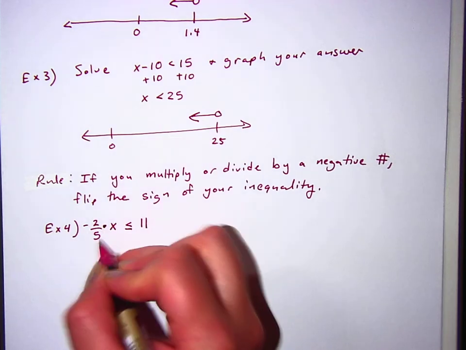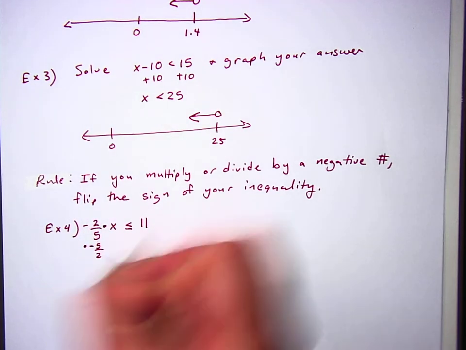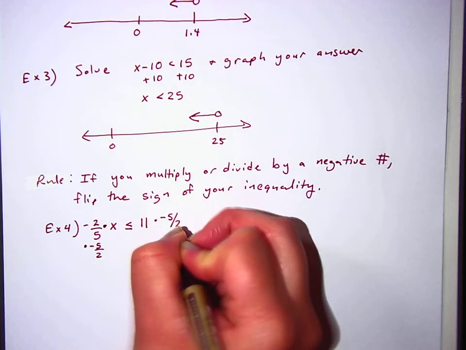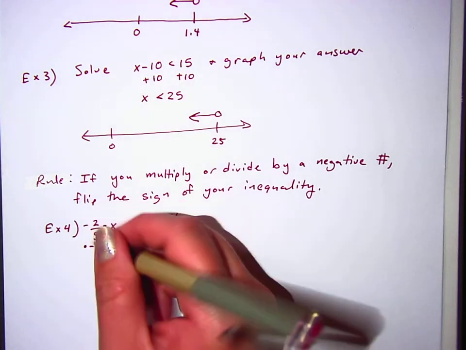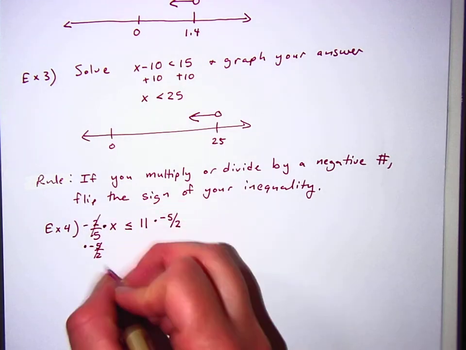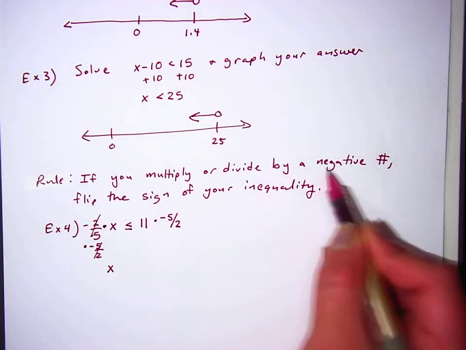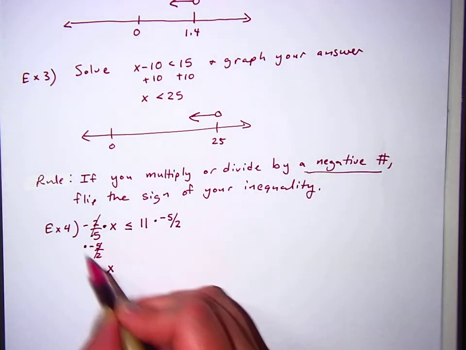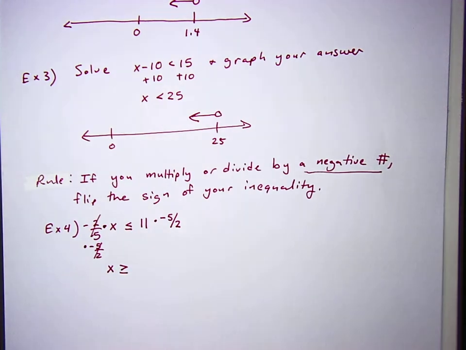All right, so I'm going to multiply by negative 5/2 on both sides. So on this side, I'm going to multiply by a negative 5/2, and over here, I'm going to multiply by a negative 5/2. All right, so negative times negative is a positive. These cancel each other out. 2/5, 5/2, they're done. So on this side, I've just got an x. But then see my rule here. It says if you multiply or divide by a negative number, that's the important part, a negative number. So since this was a negative 5/2, I'm going to flip the sign now. That means it used to be a less than or equal to, and now it's a greater than or equal to. And the equal to stays with it, or the not equal to stays with it. So like if it's just a less than, it becomes a greater than, and vice versa.